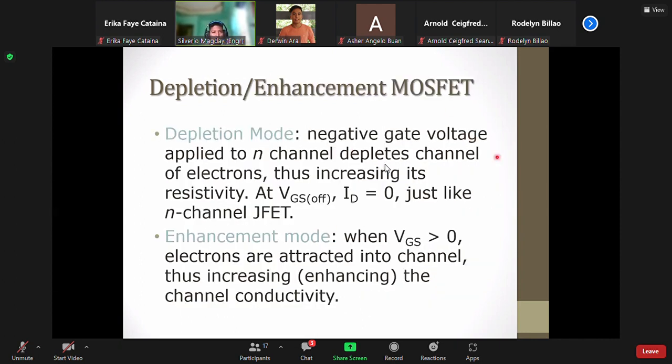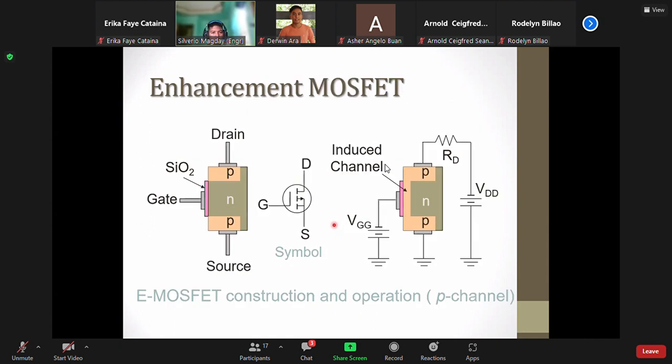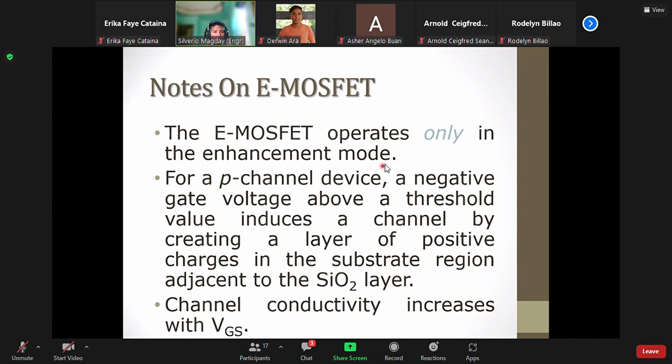Okay, depletion enhancement MOSFET. So negative gate voltage applied to an N-channel depletes now the channel of electrons, thus increasing the resistivity. Pag enhance, so yun nga, VGS greater than 0. Electrons are attracted into the channel, kaya nga enhance yung channel conductivity. Ganun lang. So, ito naman for enhanced MOSFET, ito yung schematic symbol. Tapos, E-MOSFET simply operates now only in the enhancement mode.